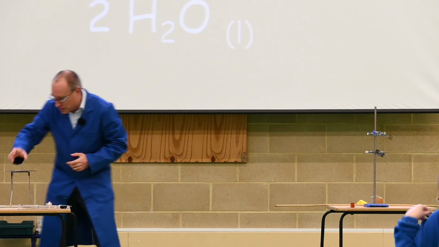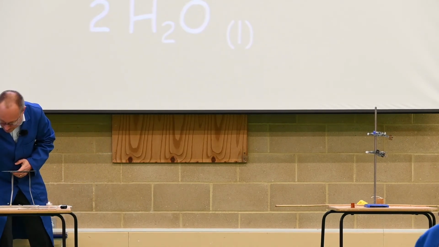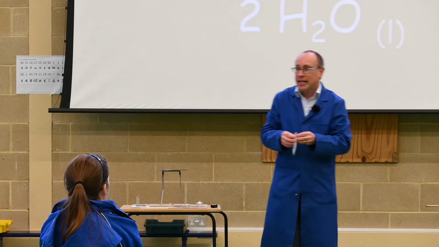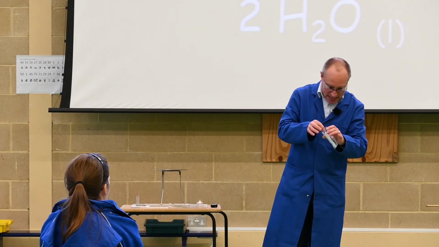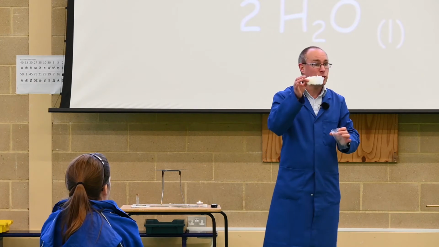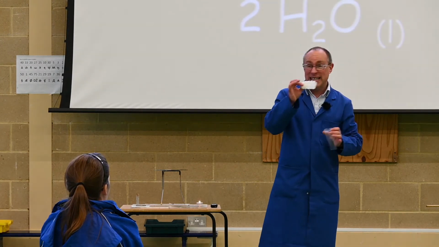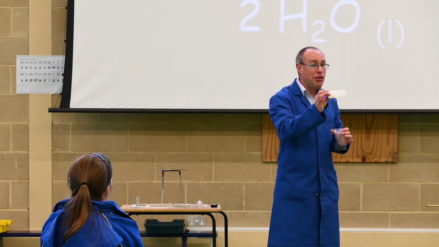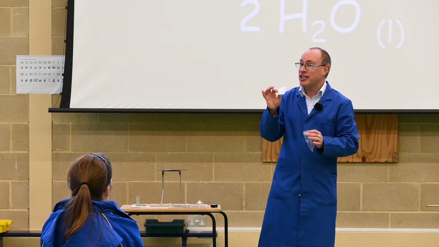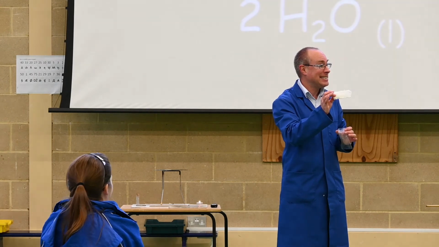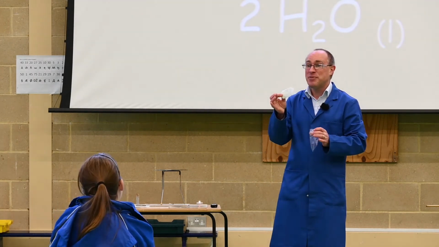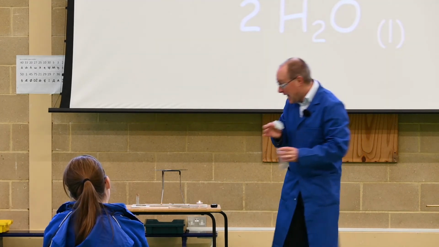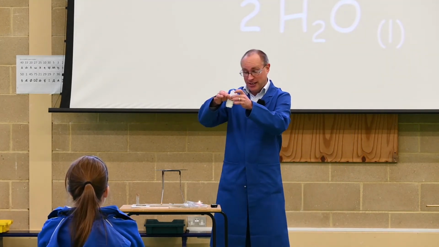So what I've got here is some gun cotton. Now, I made this the other day, and this might look like normal cotton wool, but it isn't. It's cotton wool which has had a bath in concentrated nitric and concentrated sulfuric acid. So we get a bit of a nitration reaction coming along there, okay? And so this is really good.